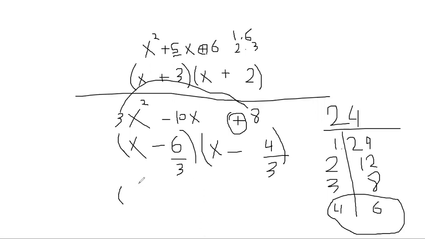Now simplify this one. You will find that x minus 2, because 6 divided by 3 is 2, okay? And here, when you divide 4 by 3, 4 is not divisible by 3, so you can put this 3 as a coefficient of x. It will be like this, 3x minus 4. Check your answer. If you find the product of the two factors here, you will find it 3x squared minus 10x plus 8.